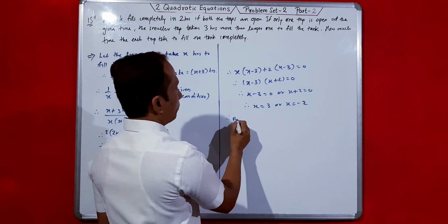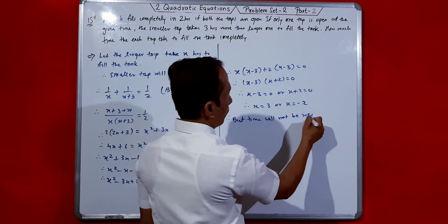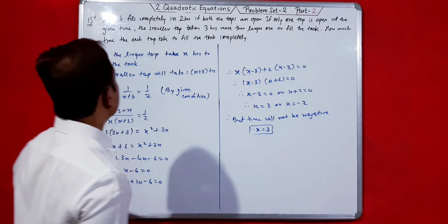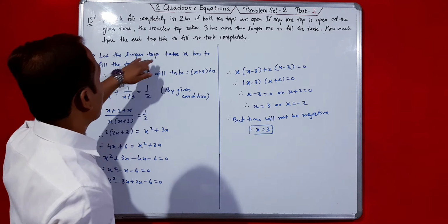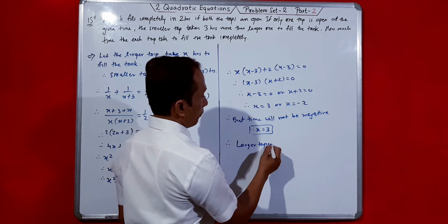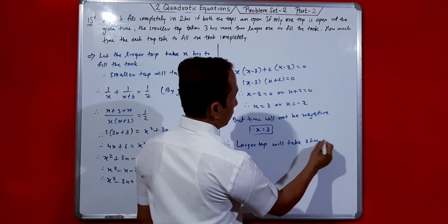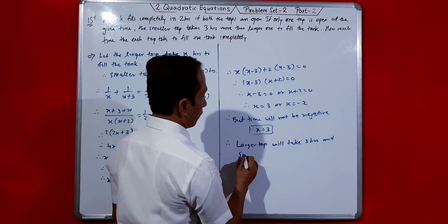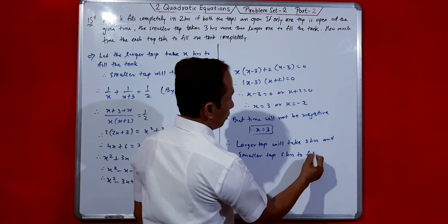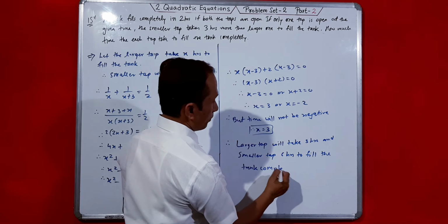But time will not be negative, so x equal to minus 2 is not correct, so x is equal to 3. So what is given, see that. The larger tap will take 3 hours, and the smaller tap 3 hours extra, 6 hours to fill the tank completely. You can write this after solving.